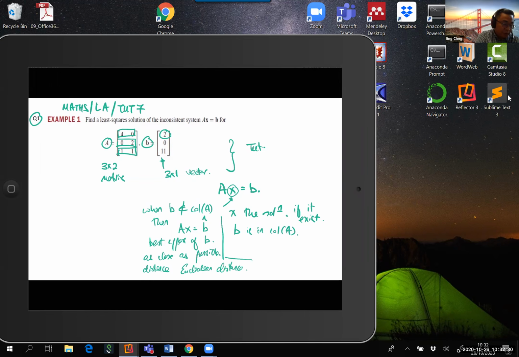So we have reached here, and therefore now we can say, let's find the least squares solution if the real solution does not exist. If this exists, let's find the real solution. If this does not exist, let's find the least squares solution. So let's have the picture.